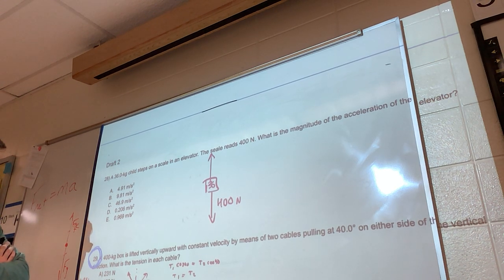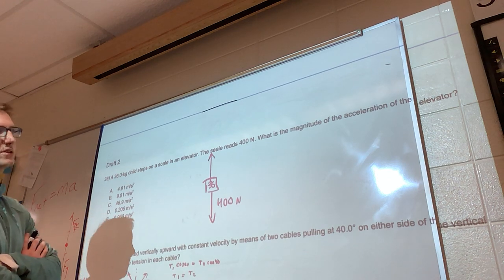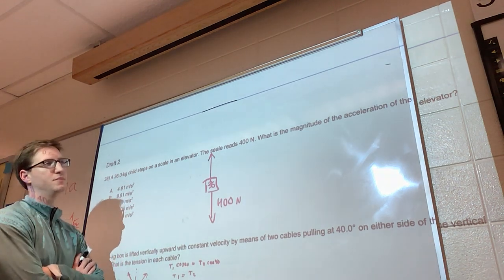Is the magnitude of the acceleration just asking for acceleration? Yeah, magnitude means ignore the direction.